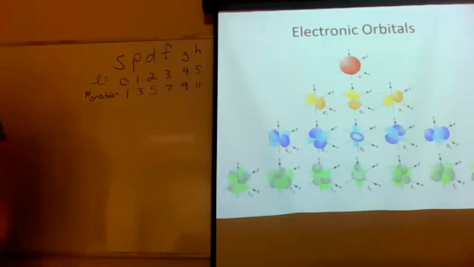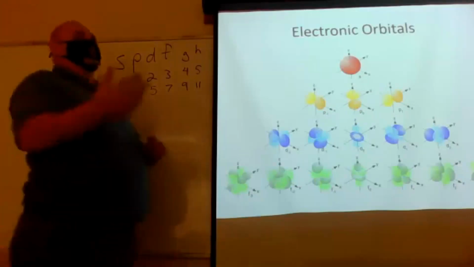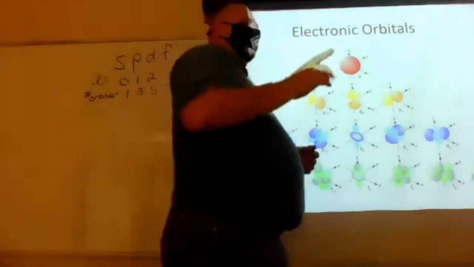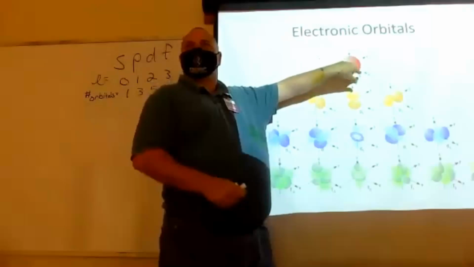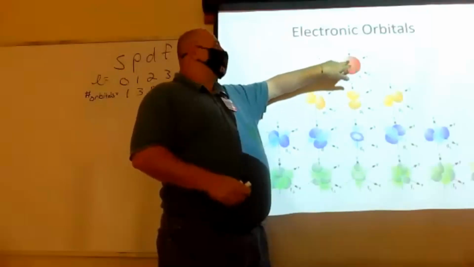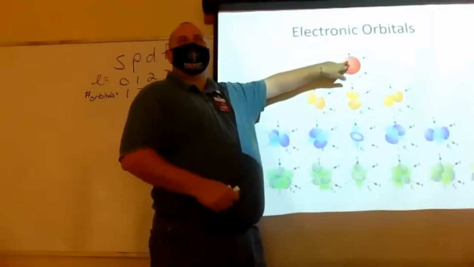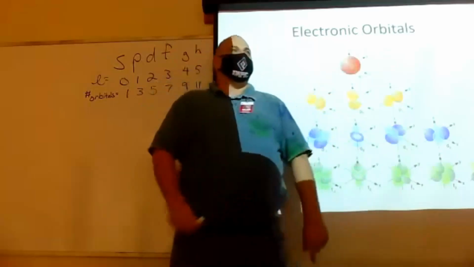Now, because of the way the math works out, when I had my quantum numbers, that spin number only had 2 options. It had a plus 1/2 and a minus 1/2. We're going to think of them as clockwise and counterclockwise. Now, do I want 2 of them going the same way? Why not?